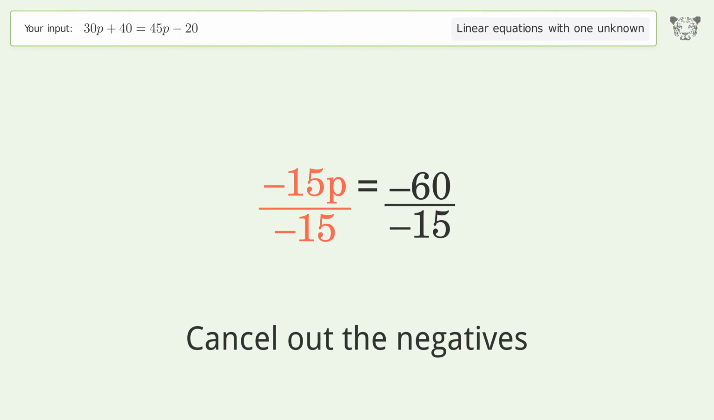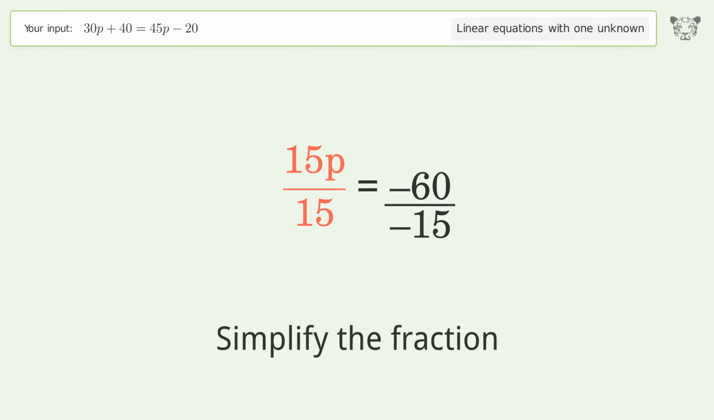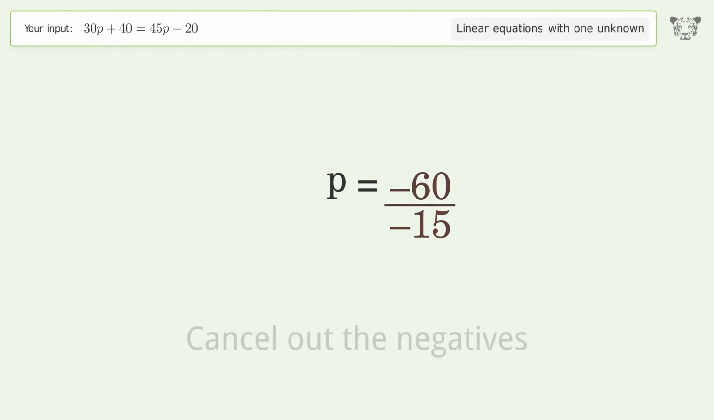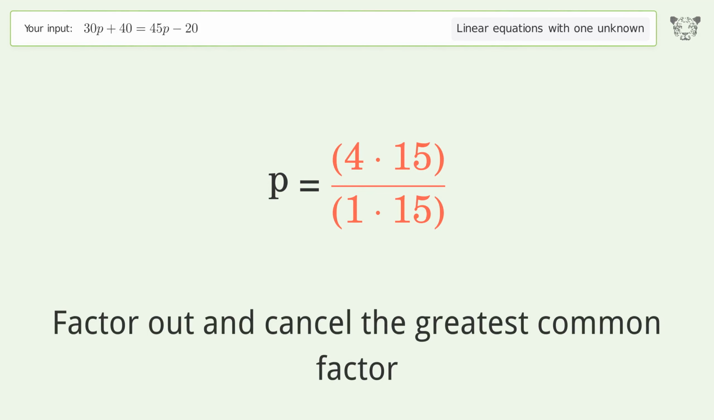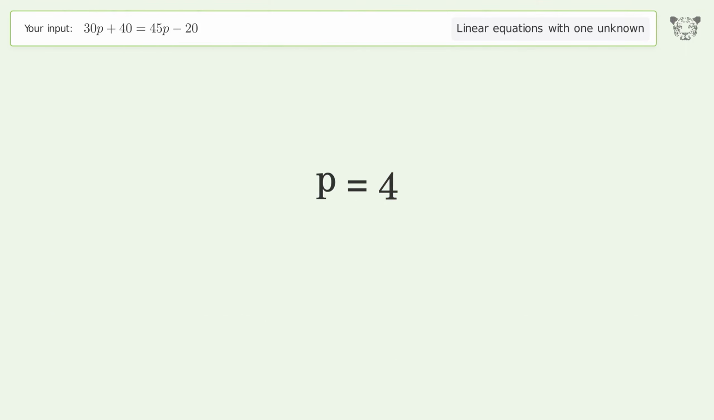Cancel out the negatives. Simplify the fraction. Cancel out the negatives. Find the greatest common factor of the numerator and denominator. Factor out and cancel the greatest common factor. And so the final result is p equals 4.